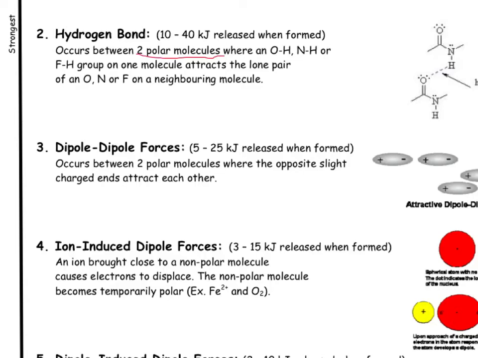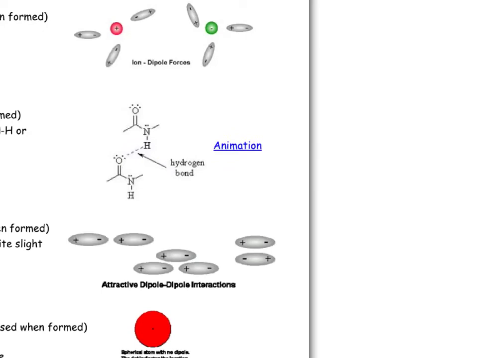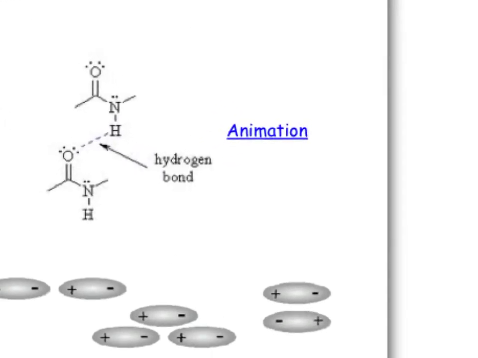Here's an example of a hydrogen bond. You have an H directly attached to an N on one compound, and it is attracted through a hydrogen bond to a lone pair on the oxygen on the neighbor. There is an animation on hydrogen bonding. Make sure you check it out.